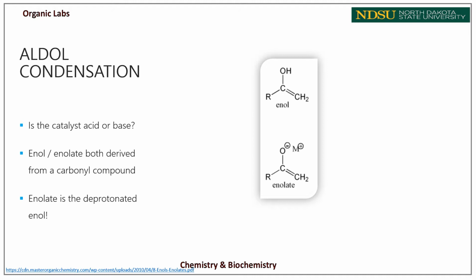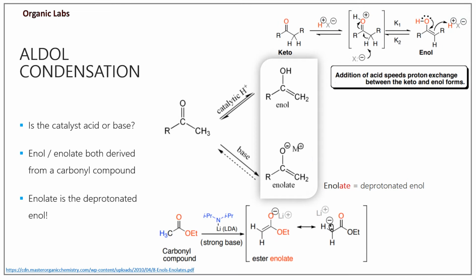Is it acid or base? So both the enol and the enolate can be derived from the same carbonyl compound. On the right top corner, enol formation from a ketone is shown in the presence of acid. On the other hand, enolate formation from an ester in the presence of a strong base is demonstrated on the left bottom corner. We can see that enolate is the deprotonated form of enol. By choosing a bulky base such as lithium diisopropylamide, we can produce enolates selectively because it will only remove the proton from the less hindered carbon in an unsymmetrical carbonyl compound.